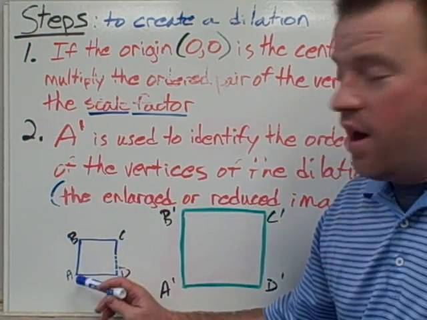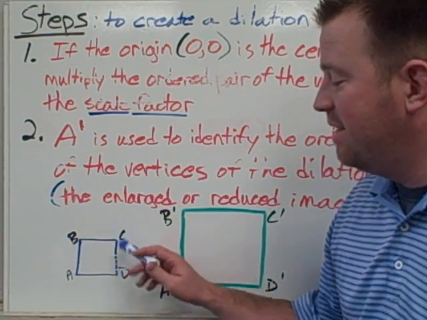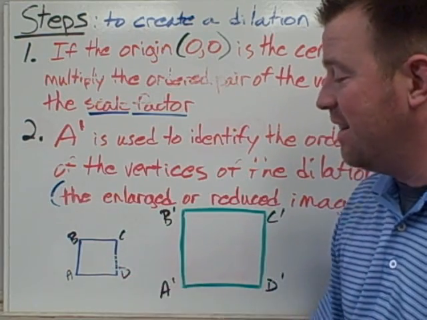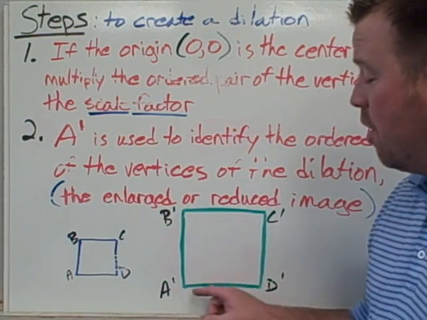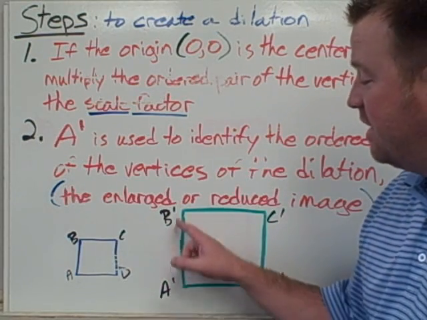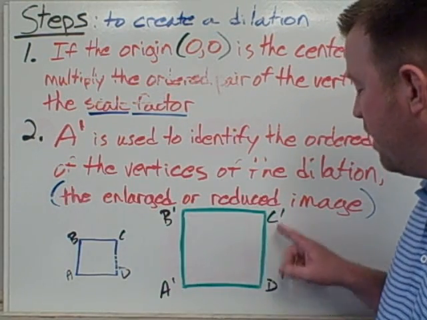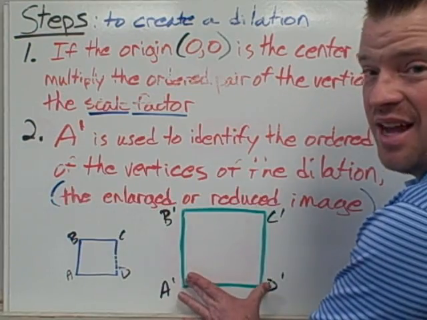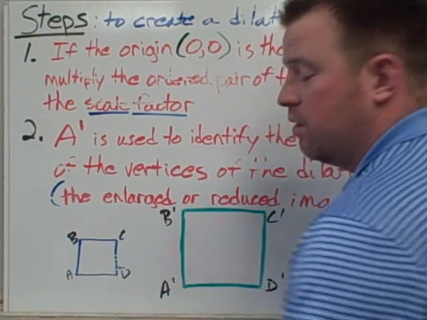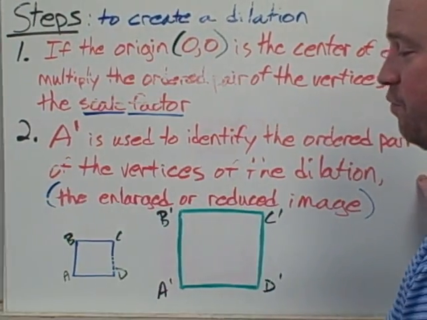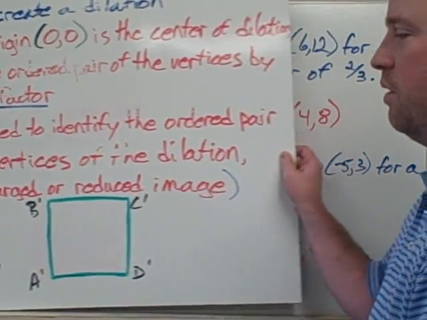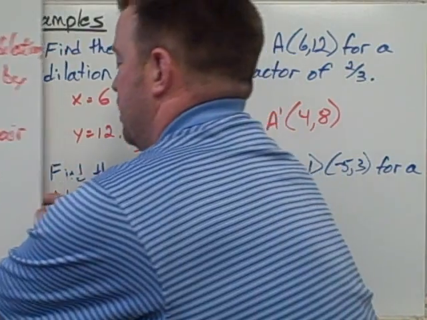Down here I have a square in blue. This is square ABCD. I've dilated that square, and now in green we have square A'B'C'D', but it's been identified as a dilation with these hashtags right here so that you understand this is a dilation of the original blue square. All right, let's work through some examples together of how to actually make a dilation.